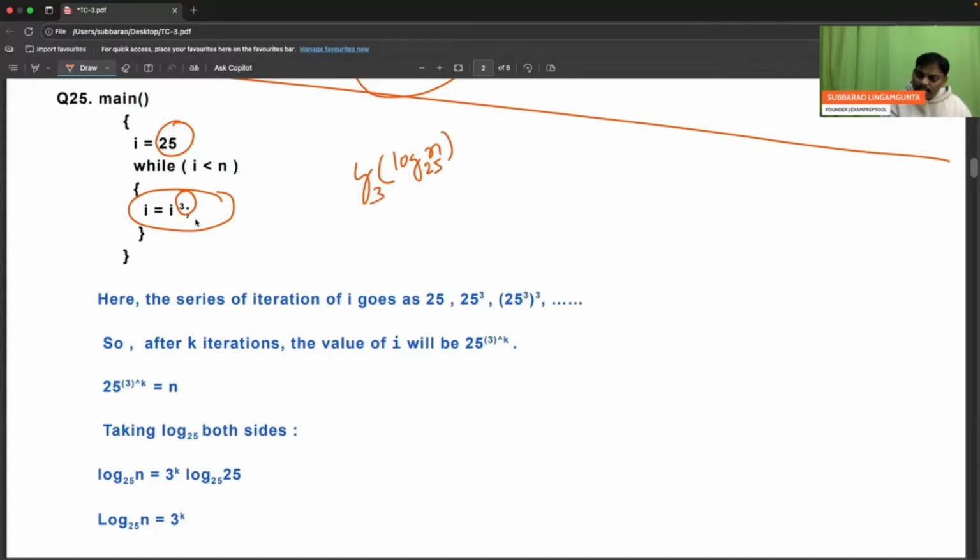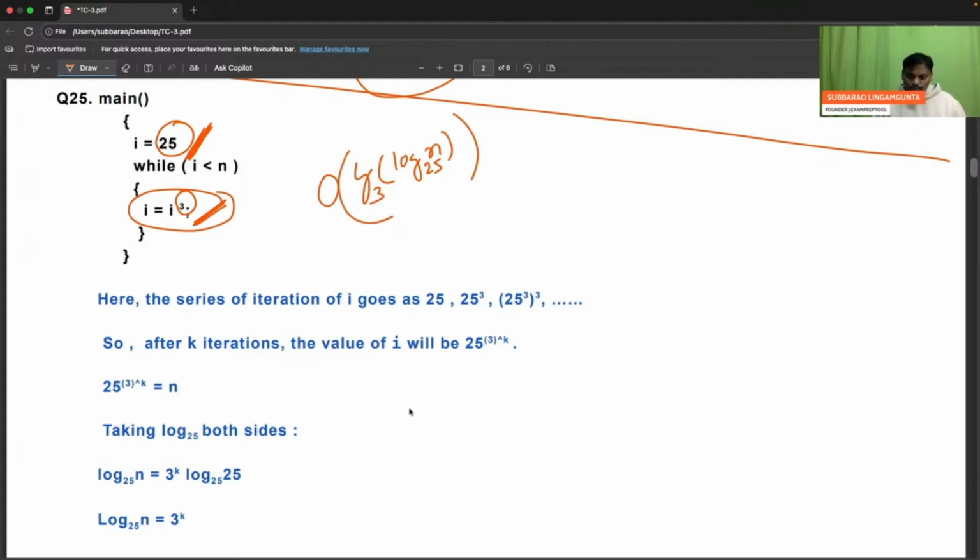Right? This one is power, no? It will come after some time. But this one is direct, it will come from the starting itself. So inner one means starting, 25. Outer one means the last, right? Lastly it will come, so 3. So the answer is big O of log log n. If you want the base also, inner base 25, outer base 3.